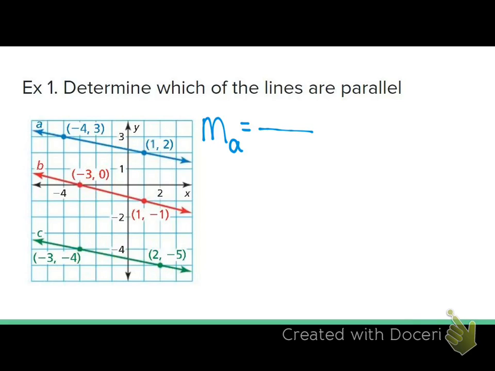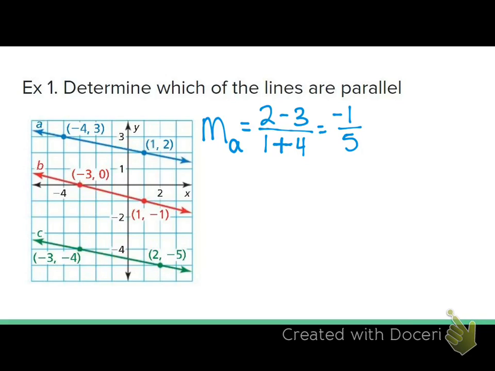Finding slope, we've done it before many times. Y2 minus Y1 over X2 minus X1. So in my numerator, what am I putting? 2 minus 3. And my denominator should be my x's. 1 minus negative 4. Subtracting a negative means I'm really adding. Negative 1 over 5. Good. So the slope of that first one is negative 1 over 5.